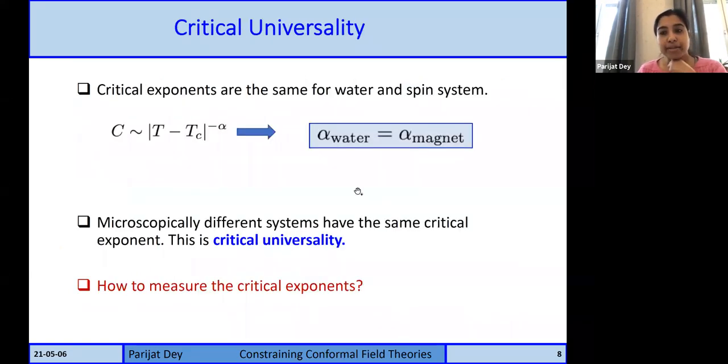So at the critical point, there is something nice that happens. This is known as critical universality. So the critical exponents are the same for the Ising model or the spin system and the water. Now, these are two completely different systems, microscopically. In one case, we have a bunch of water molecules, and in the other case, we have a bunch of spins pointing up or down. Even then, they have the same critical exponent.